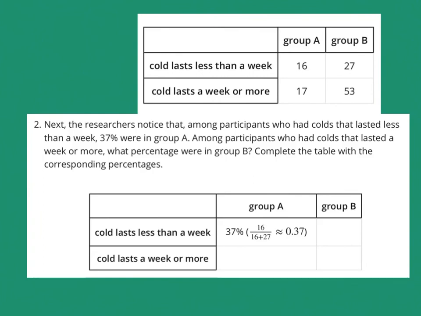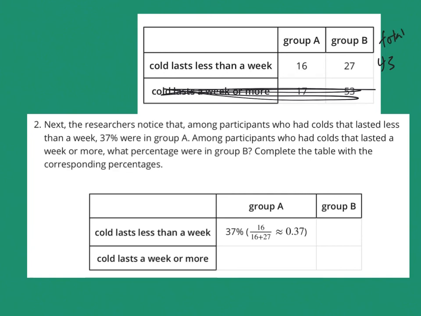In part 2, the researchers noticed that among the participants who had colds that lasted less than a week, so again, we're looking at only the colds that last less than a week. So all I need to know is what's 16 plus 27. Again, this is why I like to have that total. So I got the 43, and that's my total.